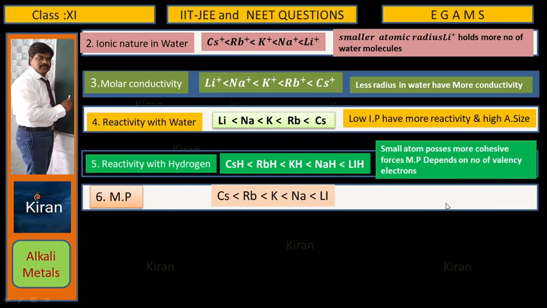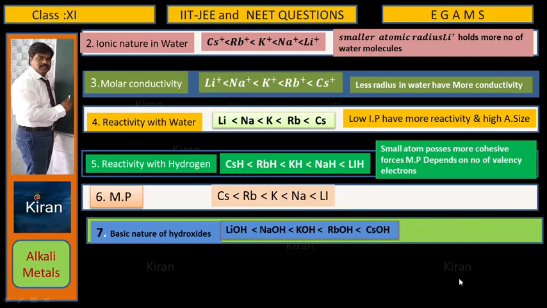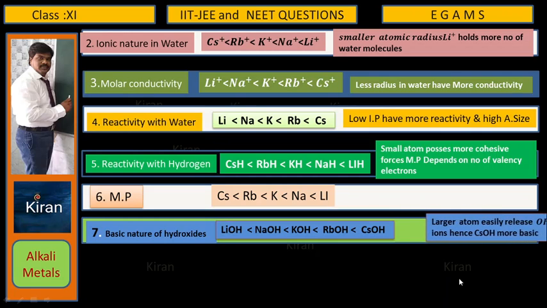Melting point can also be explained with the atomic size. Atomic size increases, melting point decreases. Cesium is easily volatile while comparing with lithium. Lithium has high melting and boiling points. Basic nature of hydroxides: the basic nature also depends upon the size of the atom. Size of the atom increases, basic strength increases. Size of the atom decreases, basic strength decreases. This is the order we can explain the basic strength in 1A group elements.